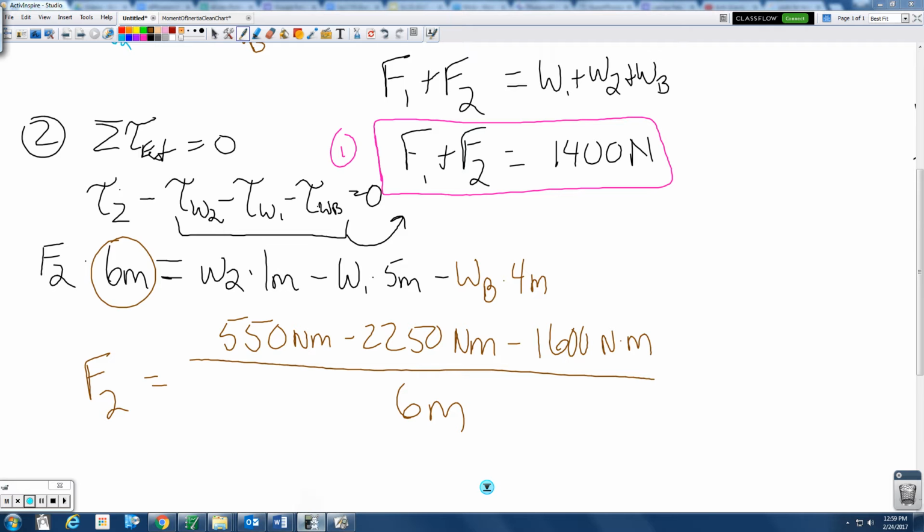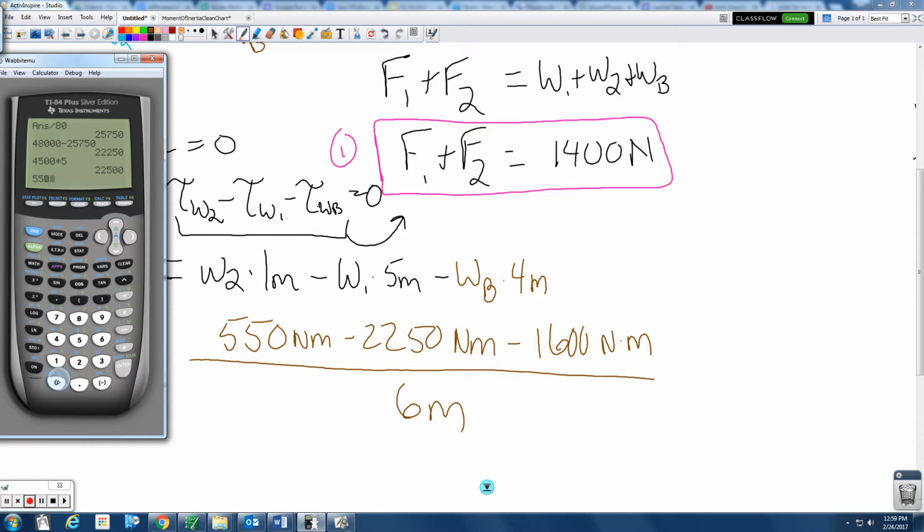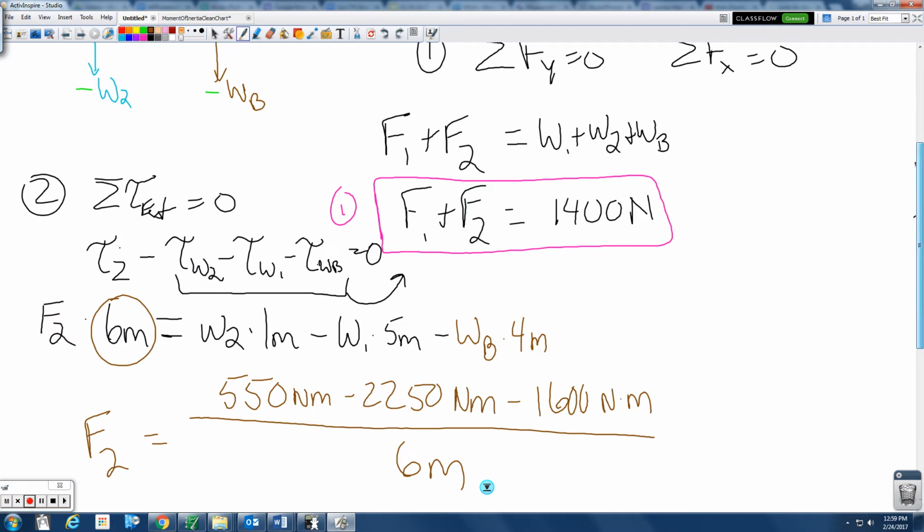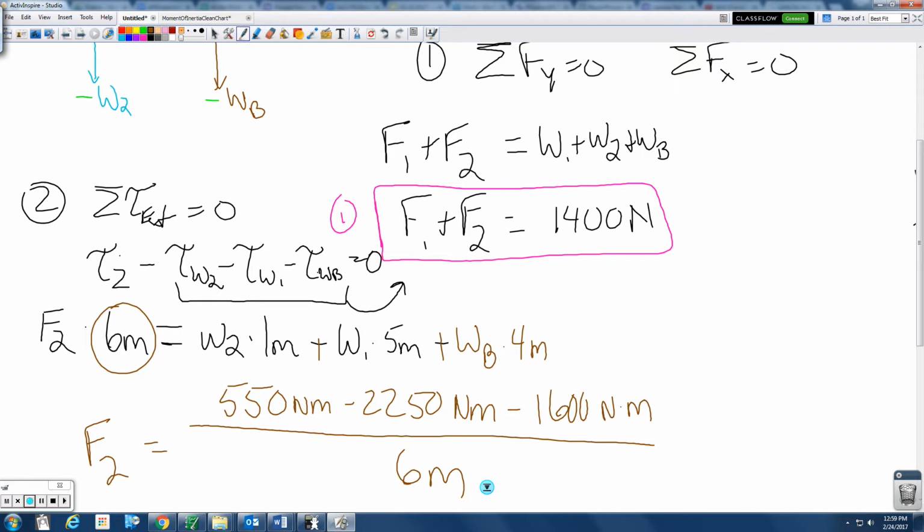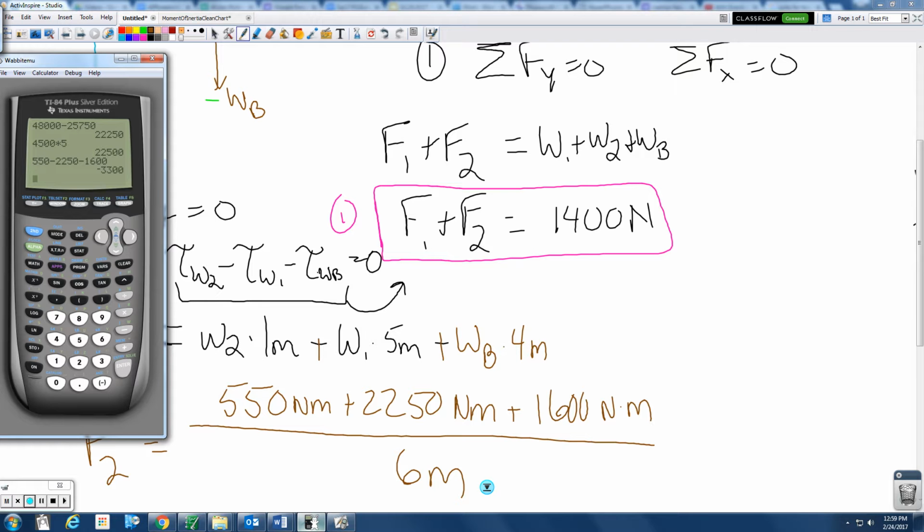So let's look at that, 550 minus 2250 minus 1,600. What did I do wrong that I have a negative value right here? These are all positive, because I moved them to the other side of the equation, but I reread the negatives because I'm not paying attention. So let's just do it all the way: 550, 2250, 1,600. Okey-doke. And then we have divided by 6.